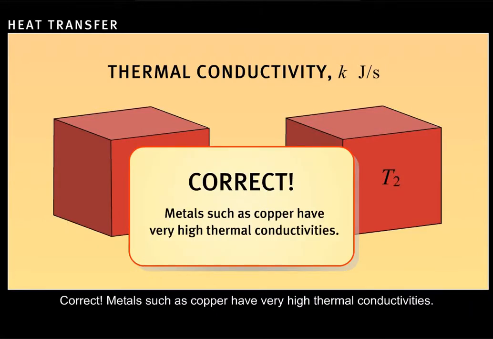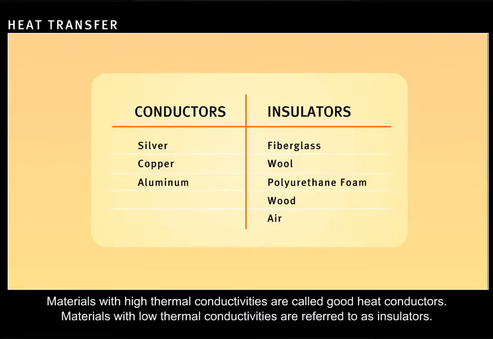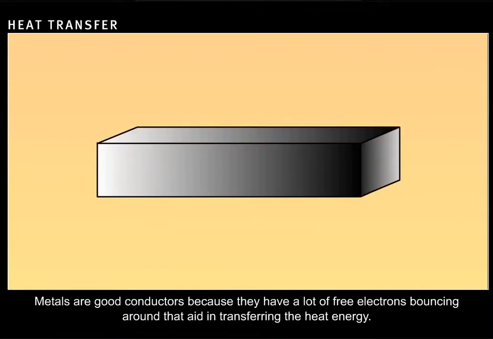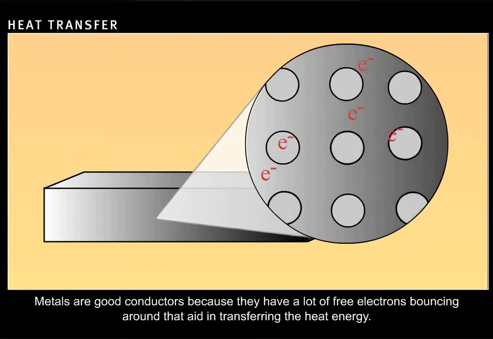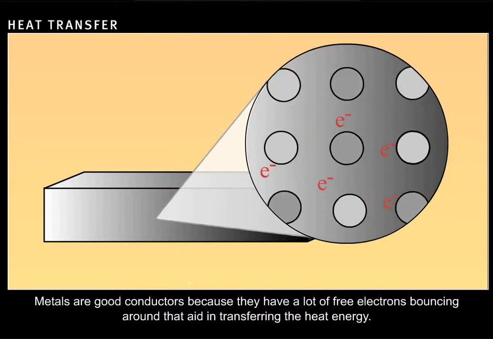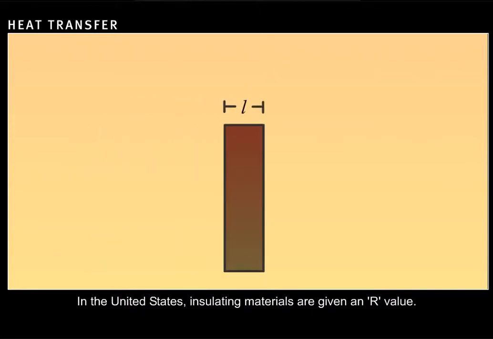Correct. Metals such as copper have very high thermal conductivities. Materials with high thermal conductivities are called good heat conductors. Materials with low thermal conductivities are referred to as insulators. Metals are good conductors because they have a lot of free electrons bouncing around that aid in transferring the heat energy. In the United States, insulating materials are given an R value.